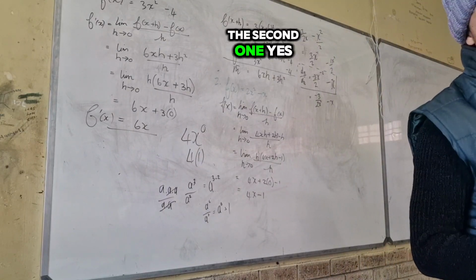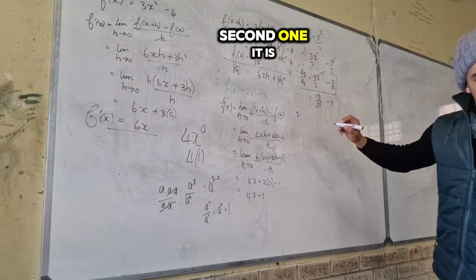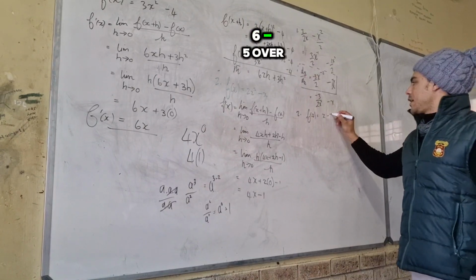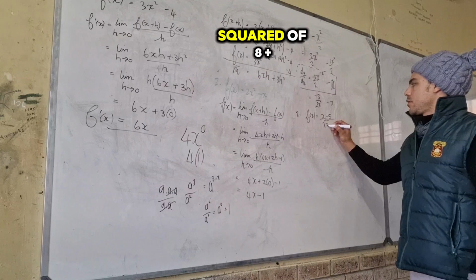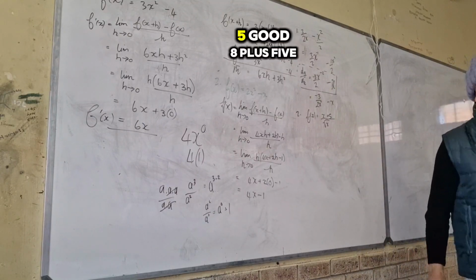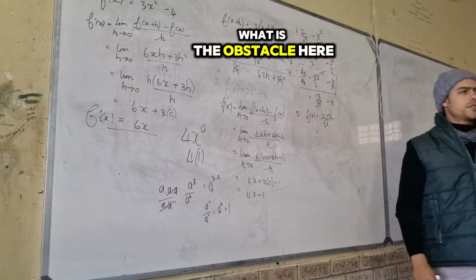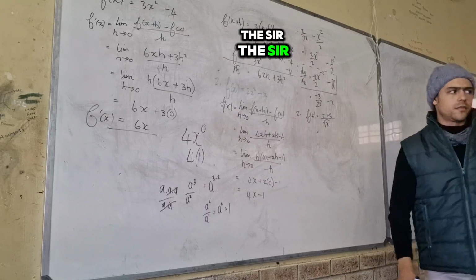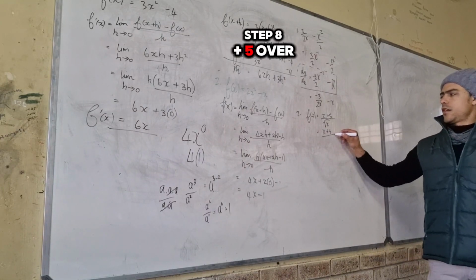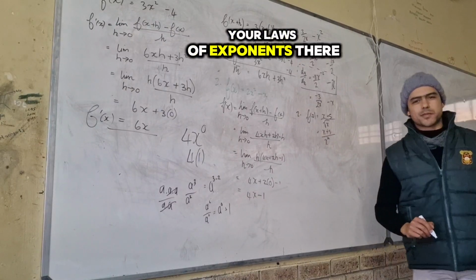Is everyone done with the second one? Yes. So let's look at the second one. f of x is given as x plus 5 over square root of x. What is the obstacle here? The surd and the fraction. Let's sort it out step by step. x plus 5 over x to the power of half. Correct work, and so you know your laws of exponents there.